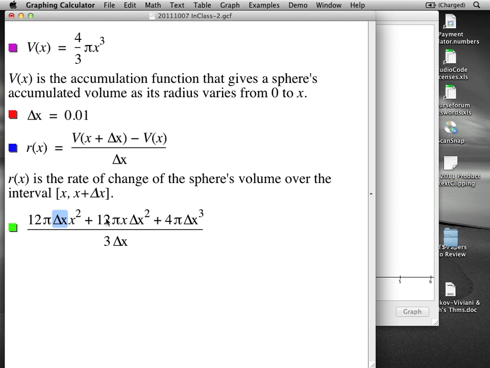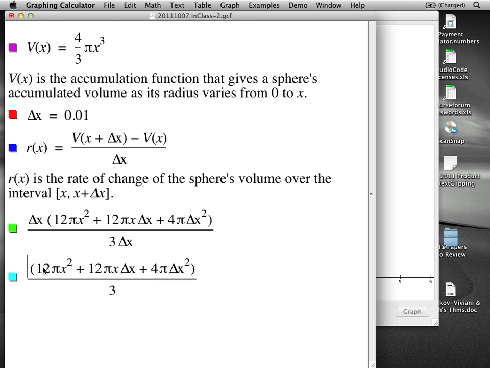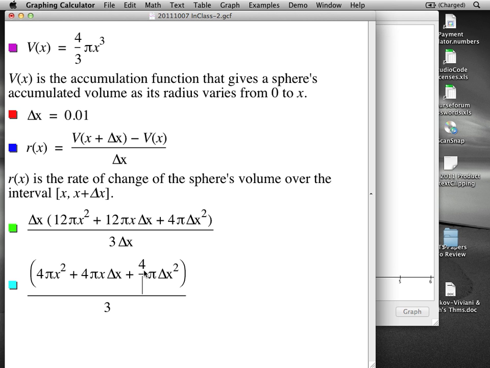Let's see, I can factor out a delta x, can't I? Each of these terms has a delta x, so I can use the distributive property to factor out delta x. That's all I did, I just factored out delta x. See what's left? Now, I'm going to copy this and bring it down so that we can keep a record of the steps that we're going through. We have delta x times all this divided by 3 times delta x. Well, I can get rid of these, right? It's all of these divided by 3, so that'll be 4 pi x squared plus 4 pi x delta x plus 4/3 pi delta x squared, and that will take care of the 3 here.